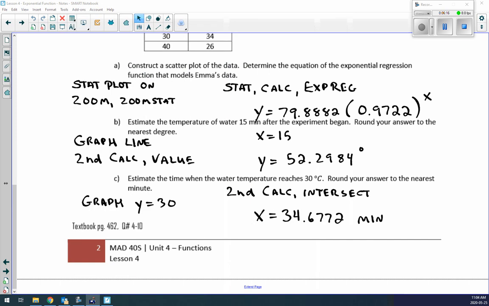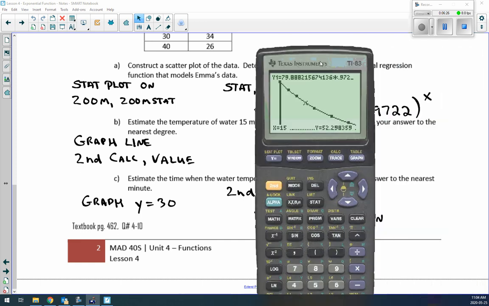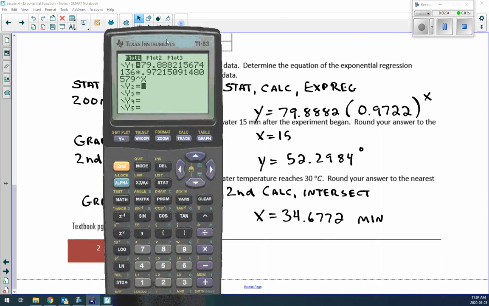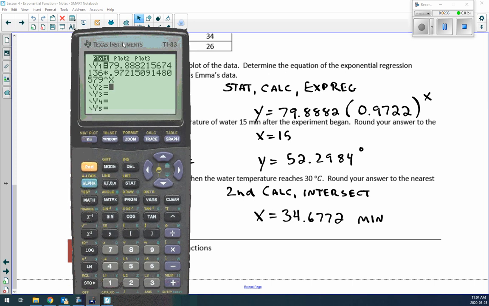Okay. Next part says estimate the time when the water temperature reaches 30 degrees Celsius. Okay, so it should be on the graph here. So let's try it again. So we're going to graph y equals 30. Remember, this is where we throw in the horizontal line. So y equals, go down here. We're putting in 30. Okay. Hit graph. There's our horizontal line, and we want to find that point right there where it intersects.